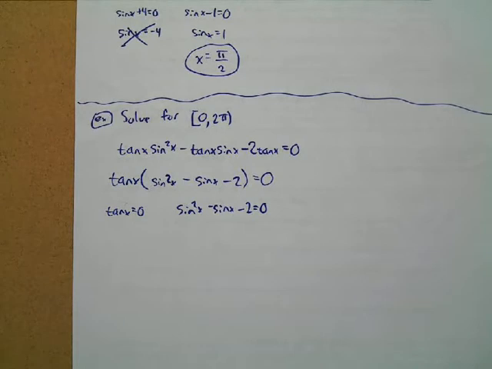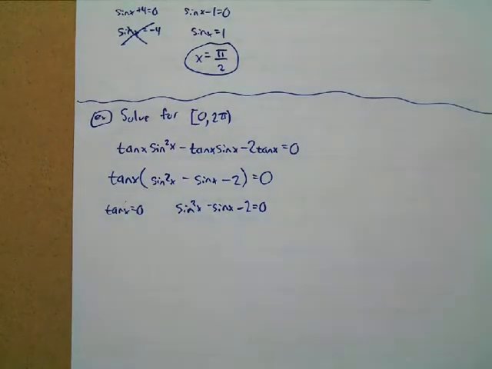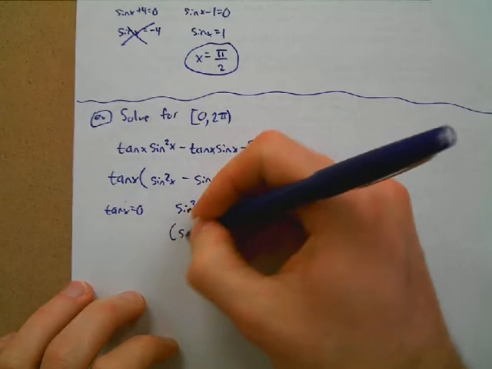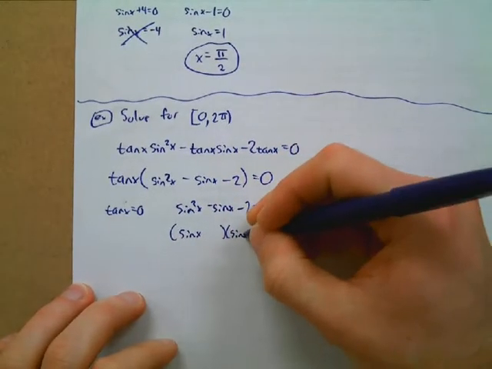Okay. However you want to go from there. All right. So let's continue factoring the sine here. Okay. So let's see. Well, we know we're going to have a sine of x and a sine of x. And we're going to need two numbers that multiply to -2 but add to make -1. So -2 and +1.